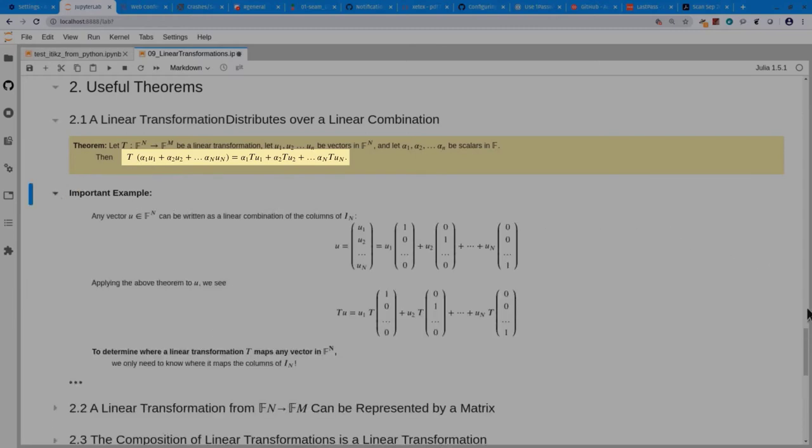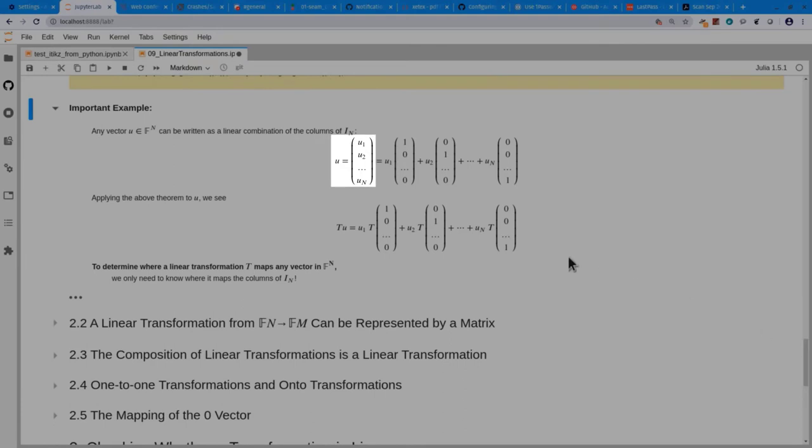Here's an important example that derives from that. Suppose I have a vector U in Rn with entries U1 through Un. I can always write it in the form U1 times the first column of I plus U2 times the second column of I plus Un times the last column of I, where I is the same size as my vector, namely n by n.